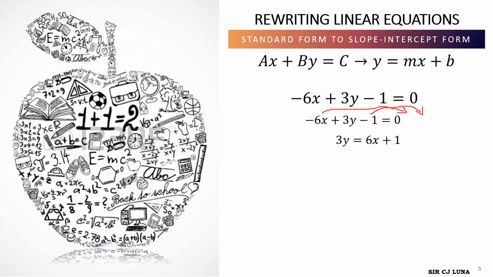Pero, kailangan natin gawing 1y lang yung ating left side. So, what are we going to do para mawala yung coefficient na 3? Okay, correct. We will divide our whole equation by 3. So, cancel na yung 3 doon, and then we will simplify our answer. Y equals 6x over 3, that will be 2x plus 1/3. Okay? So, yun ang ating sagot. Ang slope-intercept form ng negative 6x plus 3y minus 1 equals 0 ay y equals 2x plus 1/3.